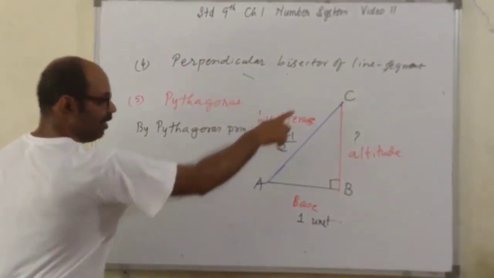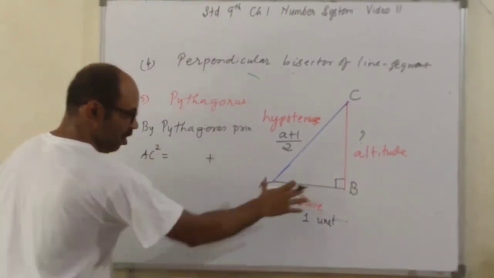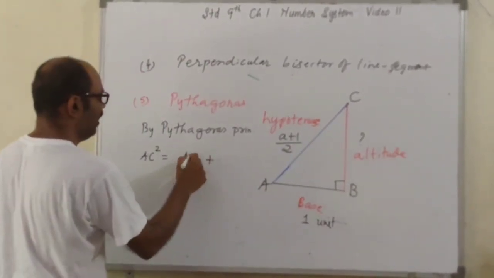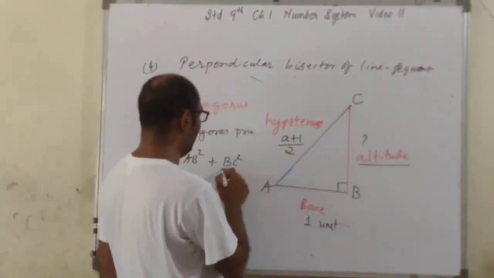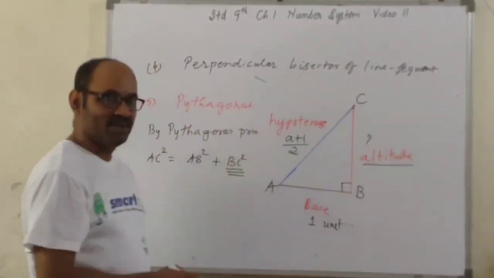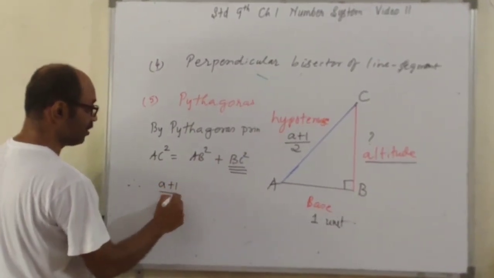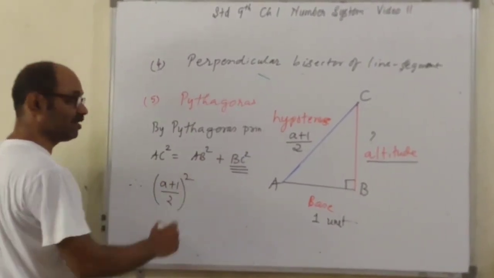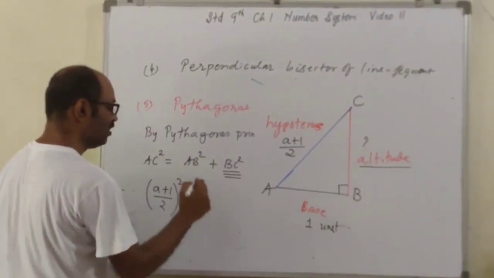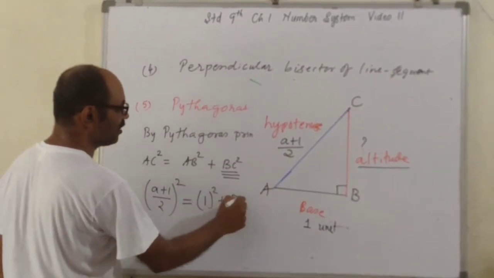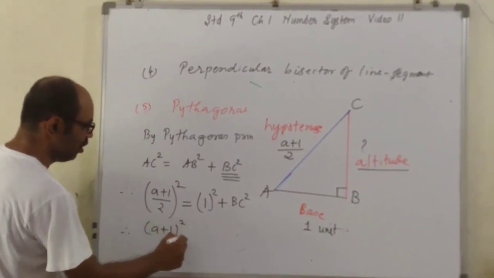principle. Tell me, which is the hypotenuse? AC. AC square is equal to the sum of the squares of the remaining two sides, AB square plus BC square. What we want is the altitude, and the altitude is the remaining side. The next two are known. What is AC? (a plus 1) by 2 whole square. That is equal to the known side, that is 1 unit. So 1 square plus the altitude square. Okay, this is (a plus 1) whole square.